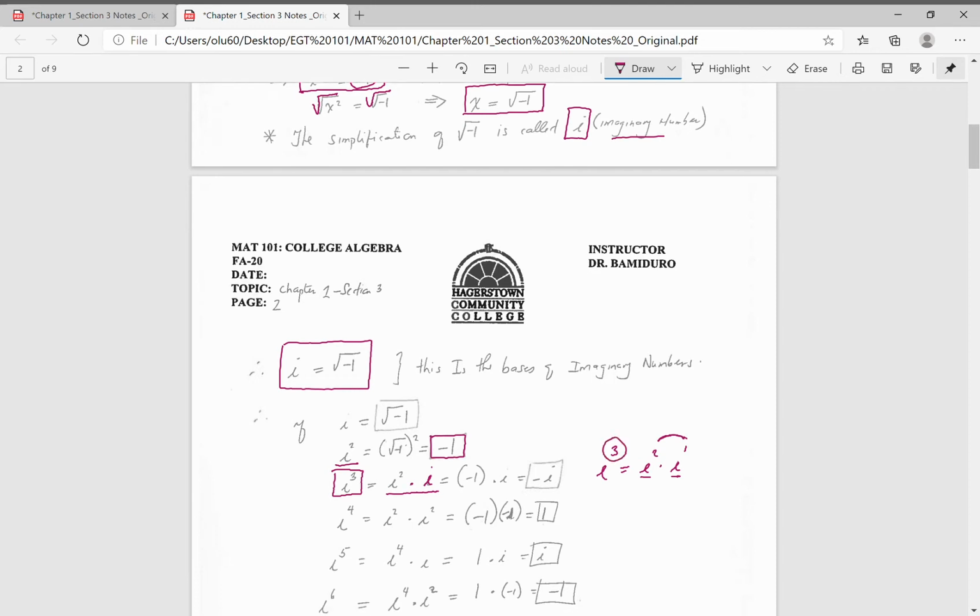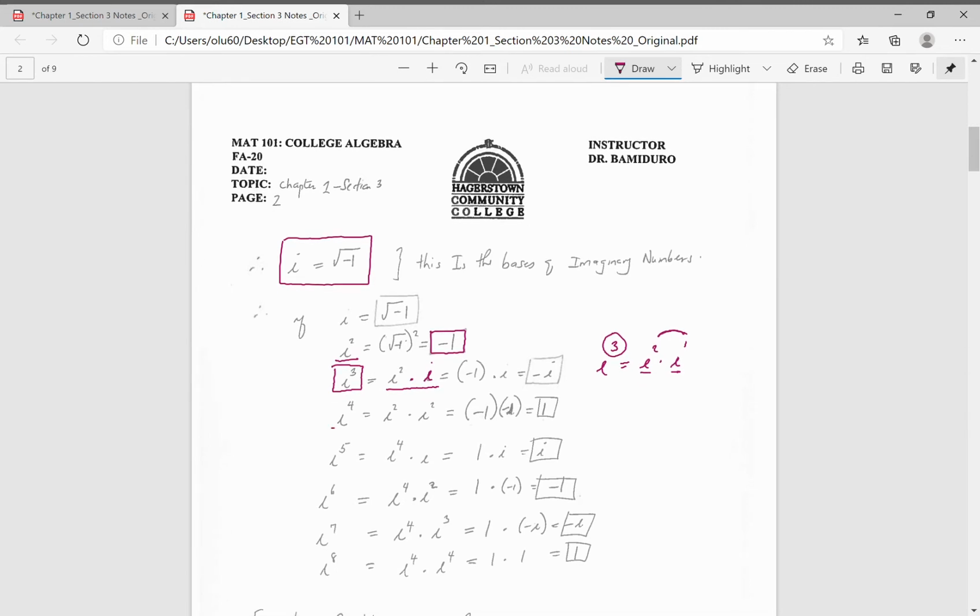Okay. So likewise, you can do the same thing for I to the 4. I squared times I squared would be negative 1 times negative 1, since I squared is negative 1, which is just a positive 1. I to the 5th, you can break that down into I to the 4th times I, or you can break it down to I to the 3rd times I squared. Either one will give you the same answer.